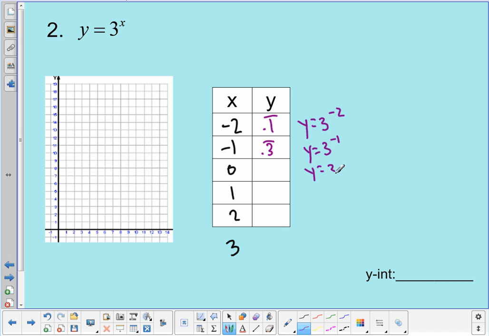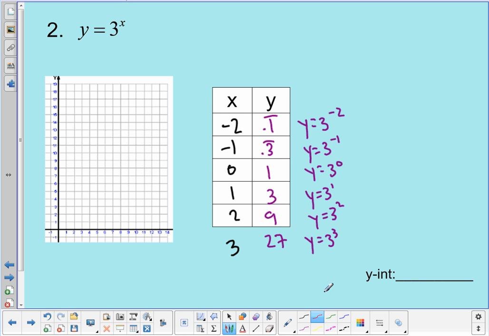y equals 3 to the 0 power. 3 to the 0 power is going to be 1. y equals 3 to the first, that's going to be 3. y equals 3 squared, that's going to be 9. And the last one, y equals 3 to the third, that's going to be 27.